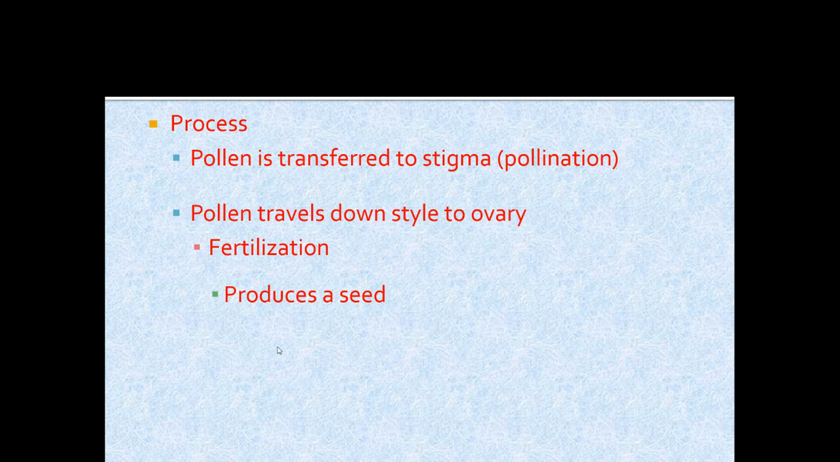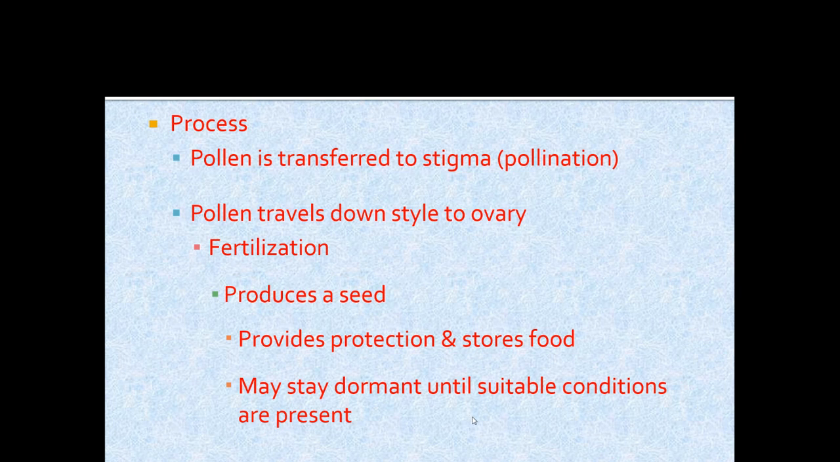In this case it will be a little different, because after fertilization you produce a seed, and this is very ideal for plants because the seed serves as protection and also stores food for the future offspring. It may stay dormant until suitable conditions are present. So it's waiting for the rainy season. It's waiting for a certain condition in order for it to start growing. Now, if you want to watch a video, you can copy this and type it.